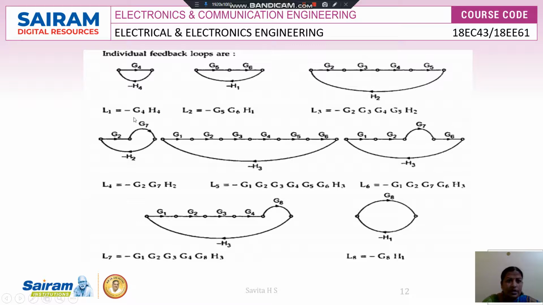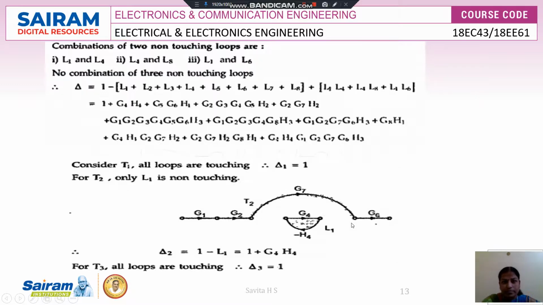The individual loop gains are: L1 is equal to minus G4 H4, L2 is equal to G5 G6 H1, and L3 is equal to G2 G3 G4 G5. The next one is G2 G7 and minus H2. Then G1 G2 G3 G4 G5 G6 and H3, and L6 is equal to G1 G2 G7 G6 and H3. L7 is equal to G1, G2, G3, G4, G8 and minus H3. Then L8 is equal to minus G8 and minus H1. The combinations of two non-touching loops are L1 and L4, L4 and L8, and L1 and L6. There is no combination of three non-touching loops.